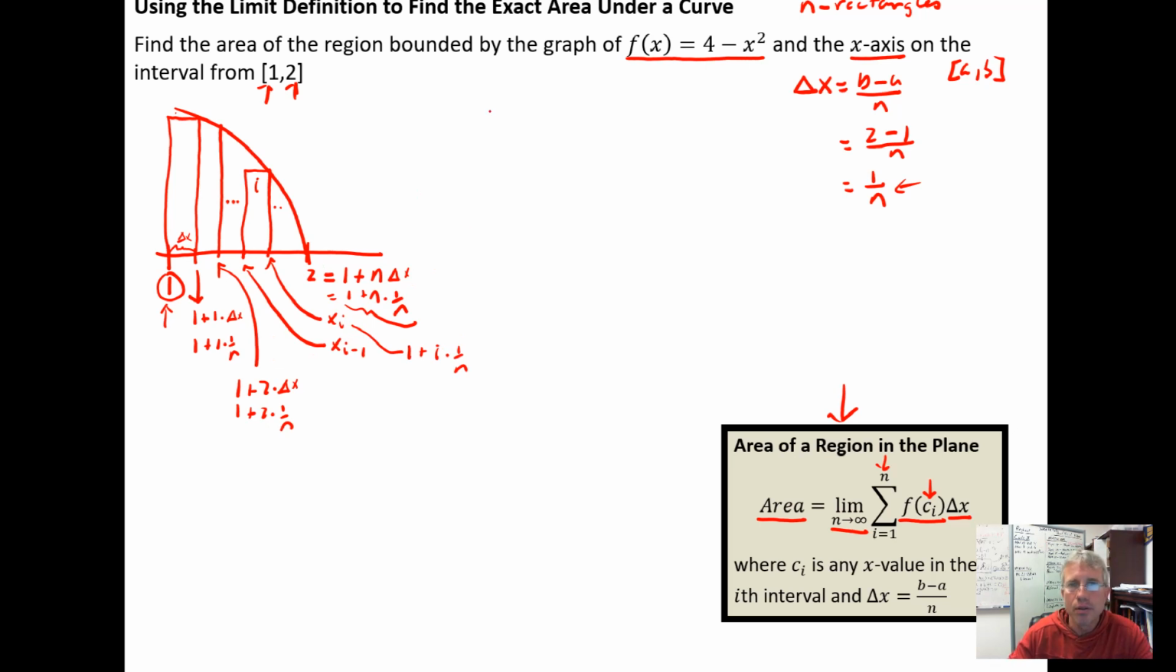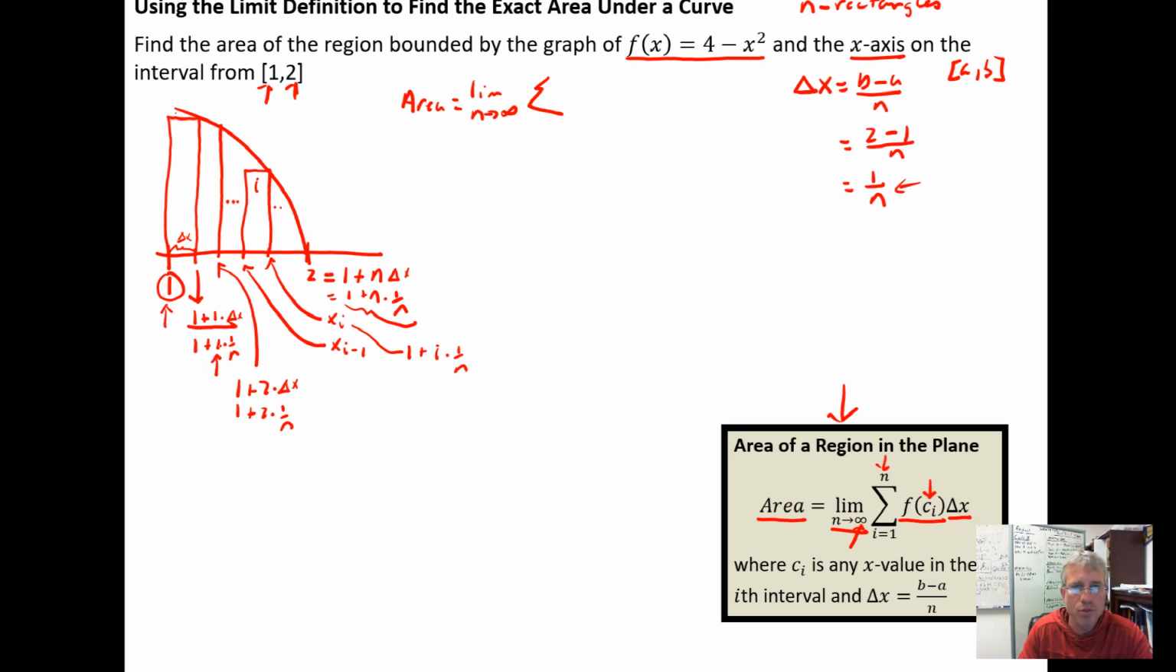So to get the area, what we want to recognize is we're going to take the limit as the number of rectangles goes to infinity. We're going to do infinitely many rectangles, and then we're going to take the sum. We're going to go ahead and use the right endpoints because that's probably the most convenient thing to do, because the counting starts at 1.